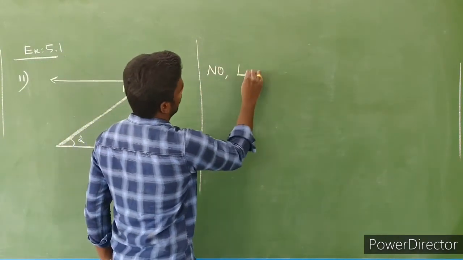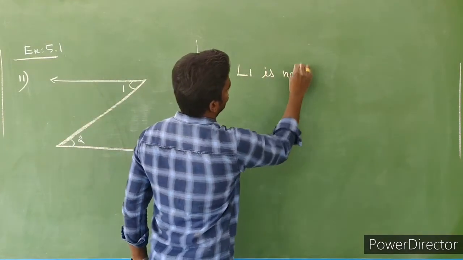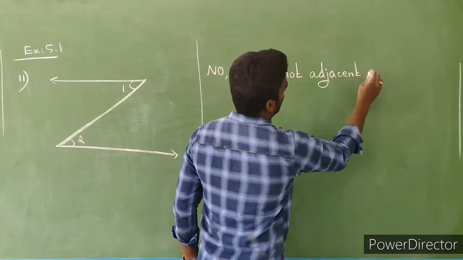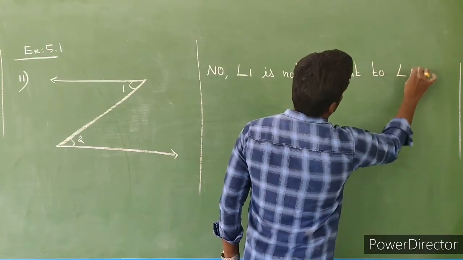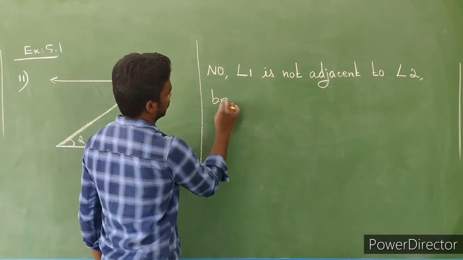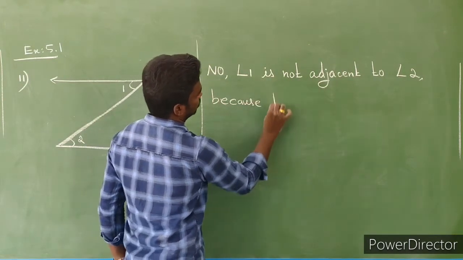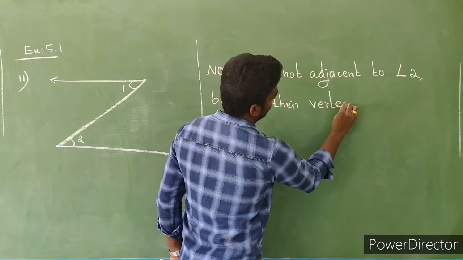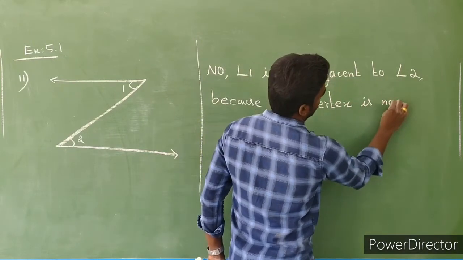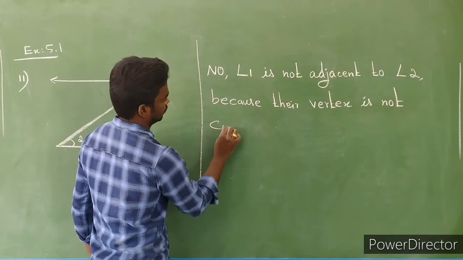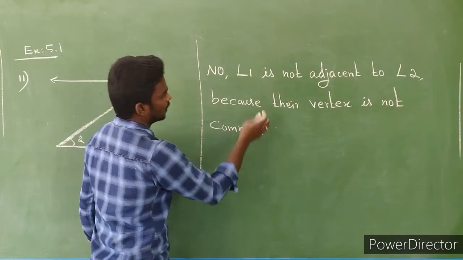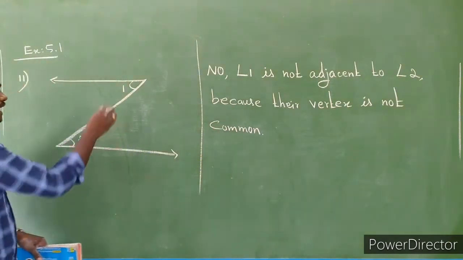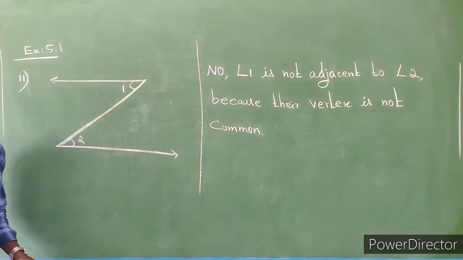No, angle 1 is not adjacent to angle 2 because their vertex is not common. So here angle 1 and angle 2 are not adjacent angles.